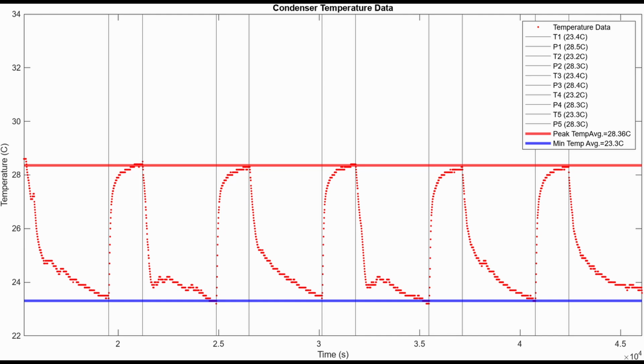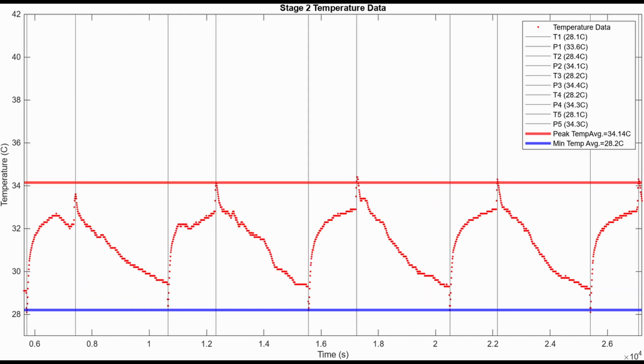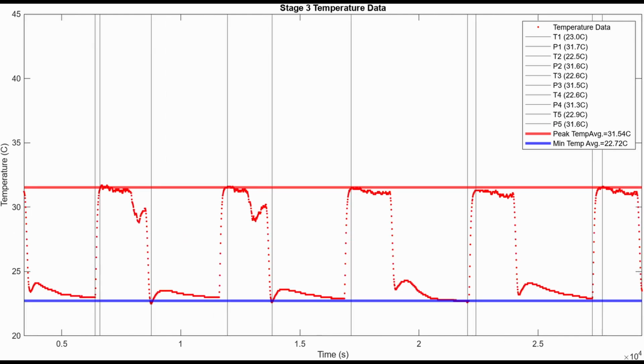Similarly, for the condenser, I got a peak value average of 28.36 degrees Celsius. This is what I got for stage 2, which is the output of the compressor. We have a peak value of 34.14 degrees Celsius. And then for stage 3, we have a peak value of 31.54 degrees Celsius.